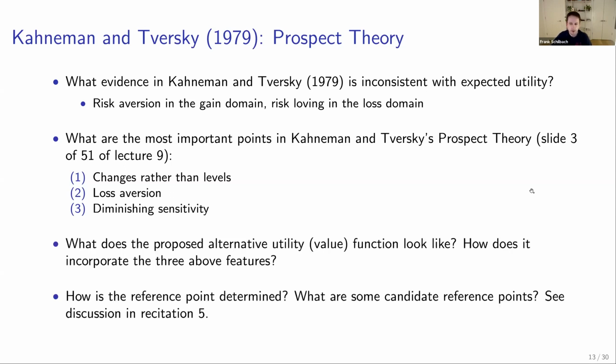Okay, so now what does this proposed alternative utility or value function look like? How does it incorporate the three features? Again, we discussed this, and the lecture 9 utility function talks about this in detail. One key question here is, how is the reference point determined? What are some candidate reference points? One candidate would be the status quo, another would be expectation, but there could also be other things such as goals and aspirations. Recitation 5 discusses this a little bit, not in too much detail.